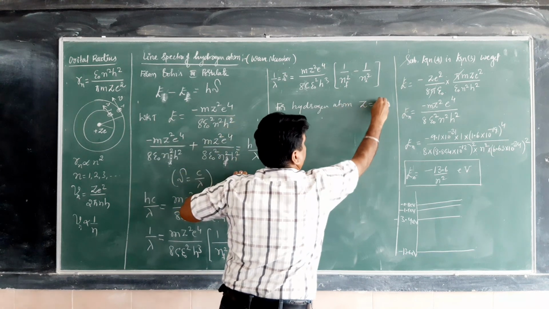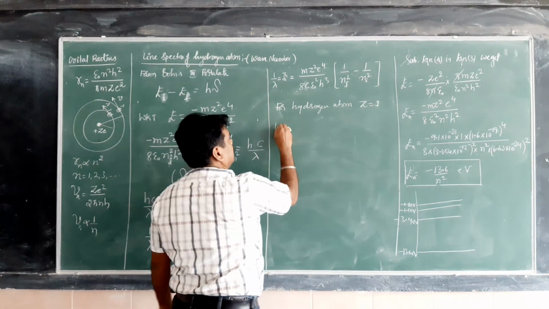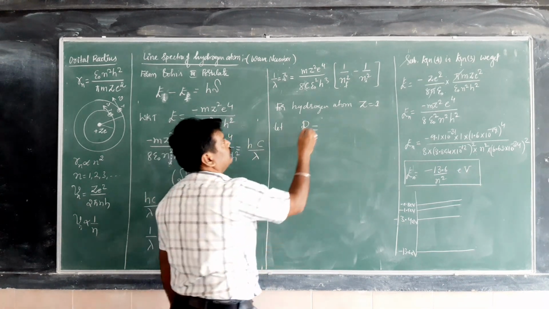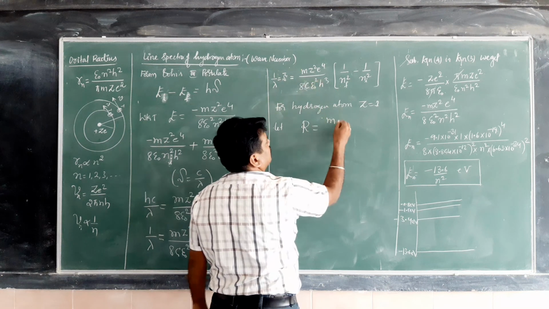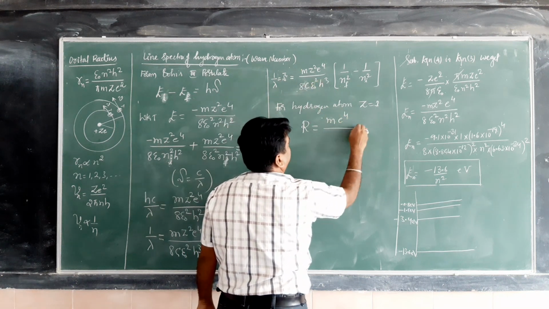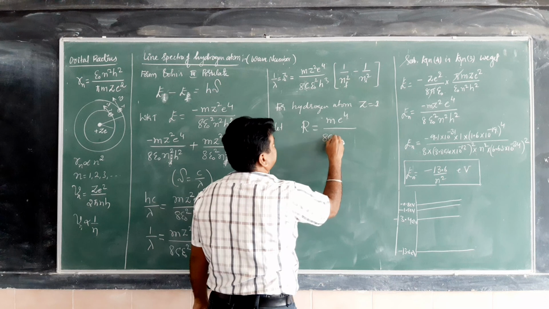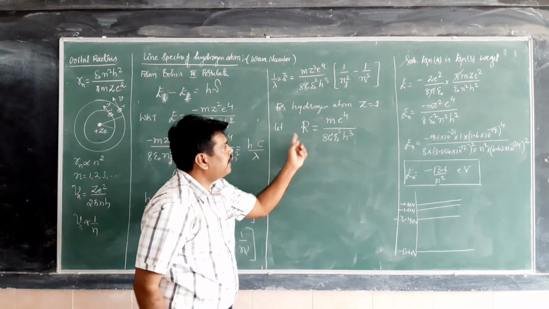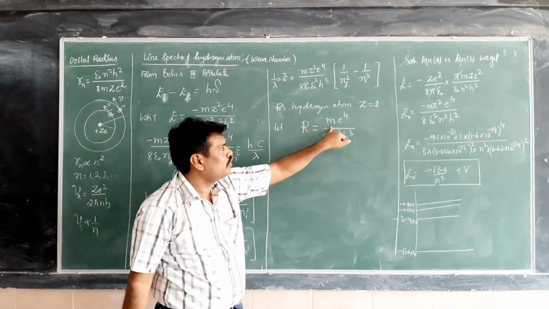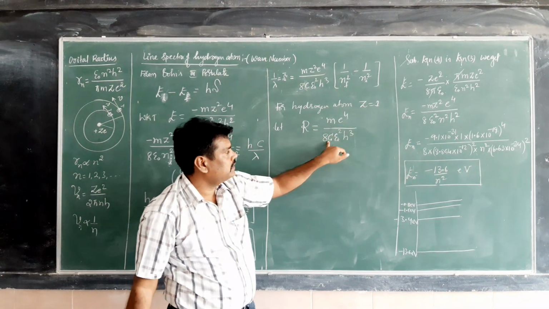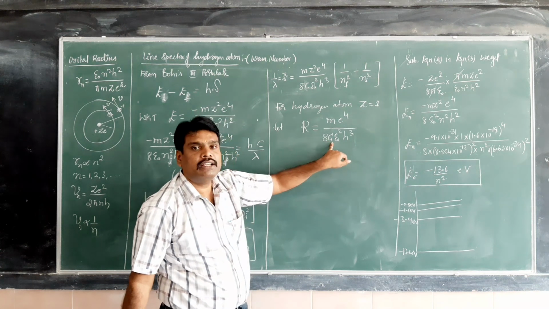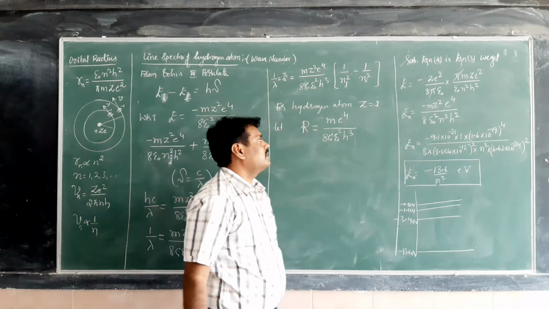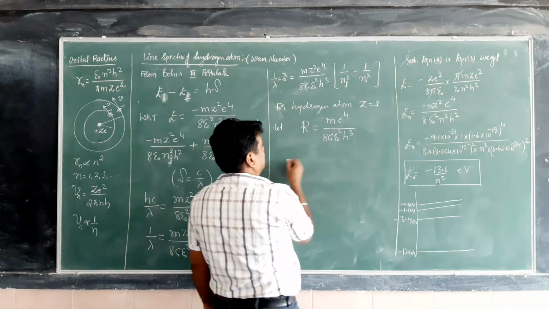Z is equal to 1. Then let us assume the Rydberg constant R, which is equal to m, Z is 1, e to the power of 4 divided by 8 c epsilon naught squared h cube. See, all these values are constant. m is the mass of electron, e is the charge of electron, c is the speed of light in air or vacuum, epsilon naught is also a constant, h is also a constant. So this is the Rydberg constant.